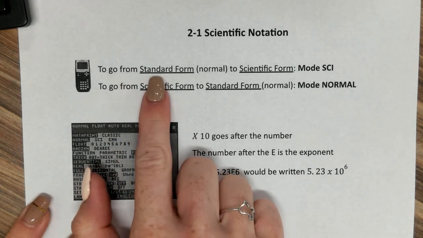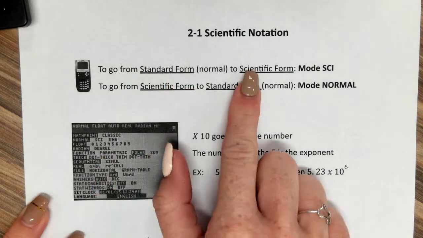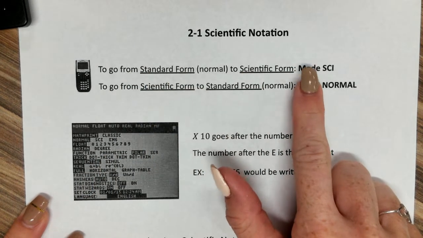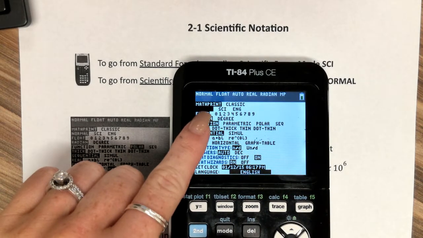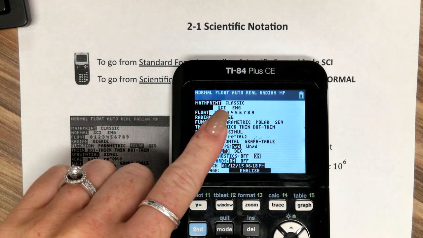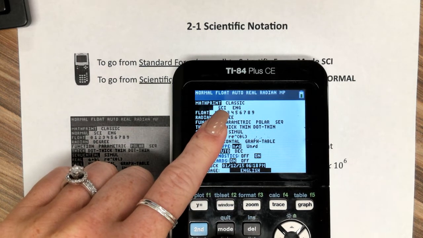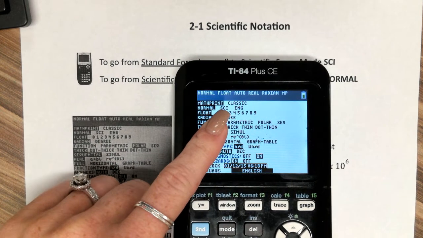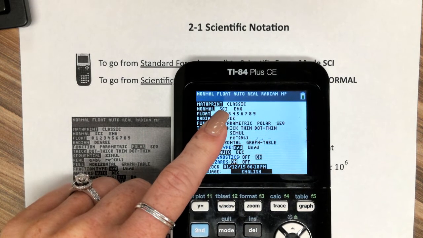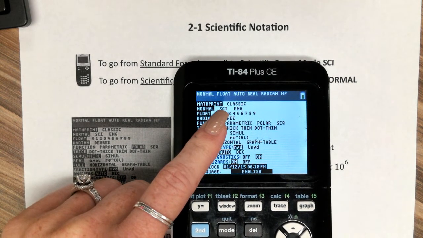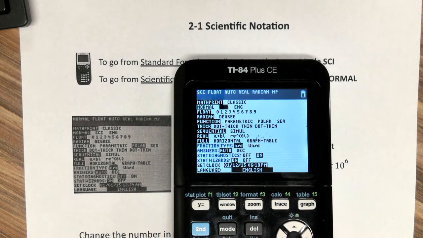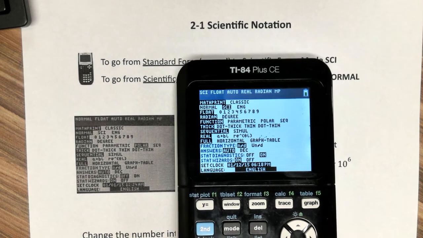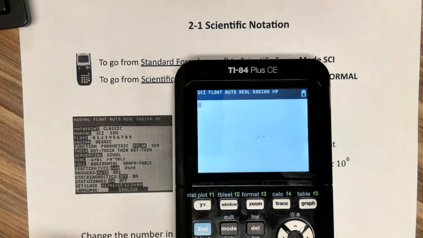To go from standard, which means normal, to scientific, you're going to go where in your calculator? It's that simple. You're going to go to mode. Now, does everybody see normal and then SCI? Normal means my answers will be given to me normal. SCI means I want you to give these answers to me in scientific form. So tab over to SCI and hit enter. Now go back to your home screen by hitting second quit or second mode.